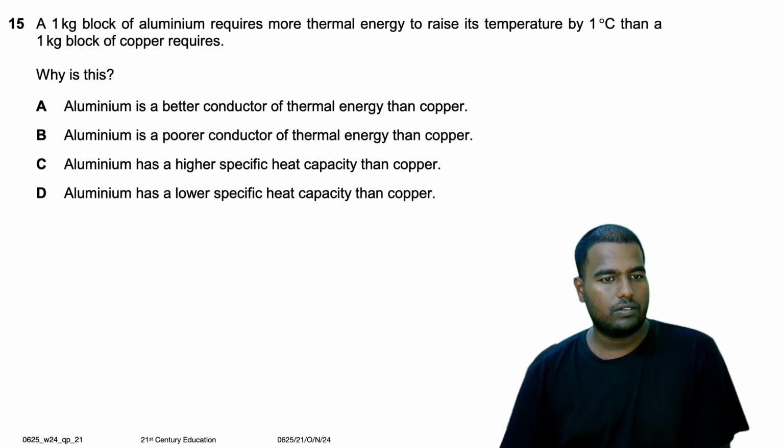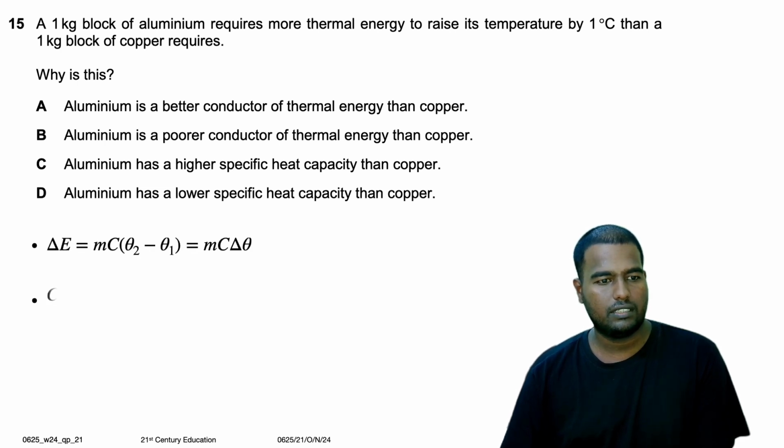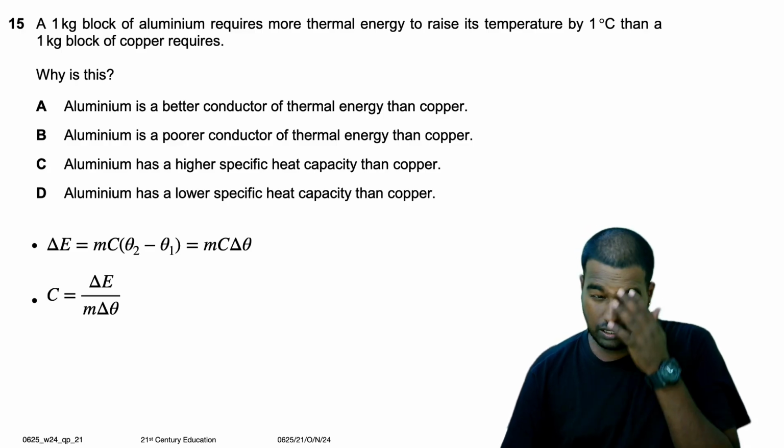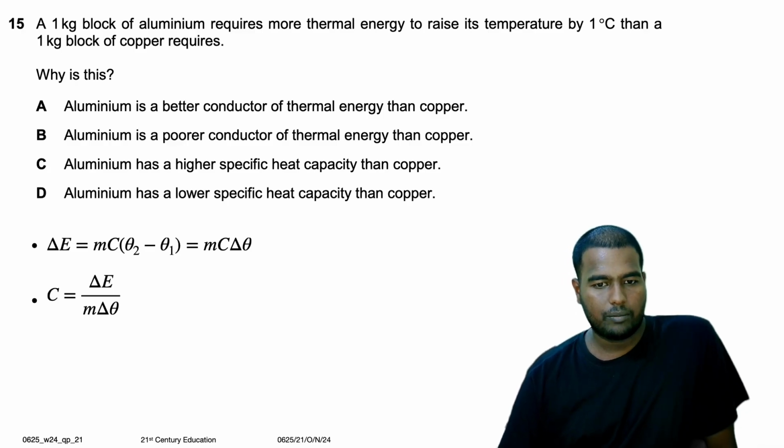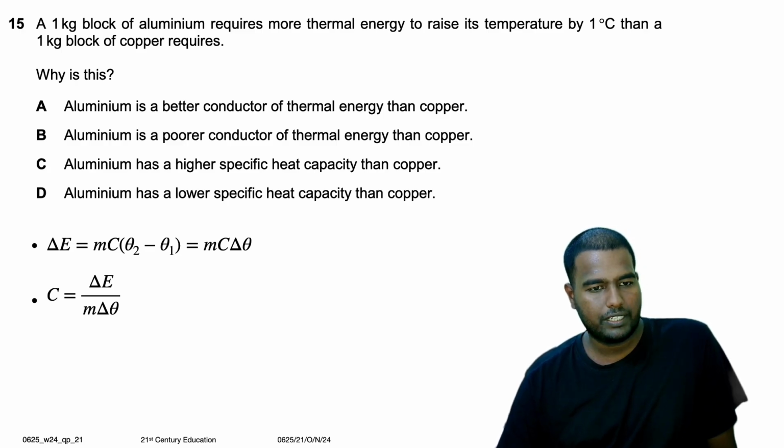A 1 kg block of aluminum requires more thermal energy to raise its temperature by 1 degree than a 1 kg block of copper requires, meaning that aluminum has a higher specific heat capacity than copper. E equals mc delta theta, so c is E divided by m delta theta. A higher specific heat capacity means it takes more energy to increase the temperature by 1 degree. So aluminum has a higher specific heat capacity than copper.